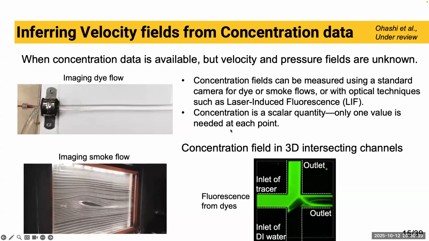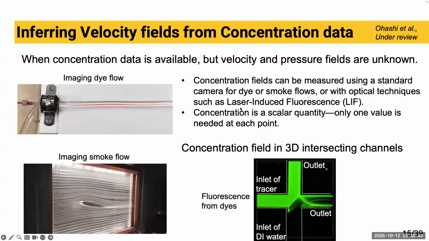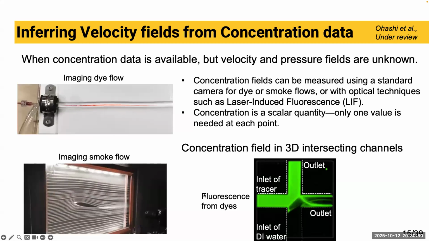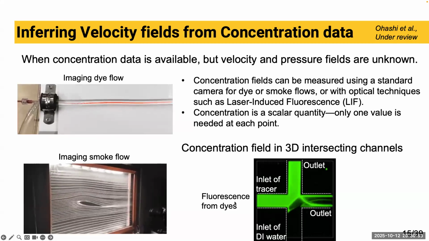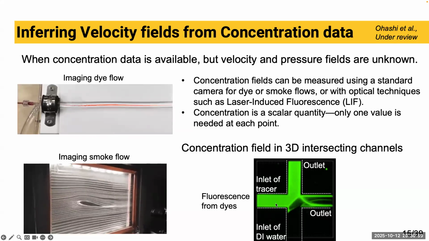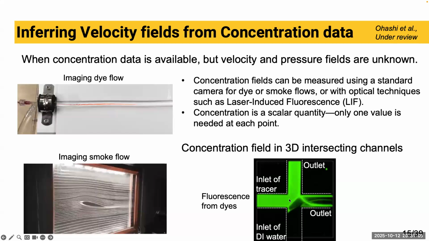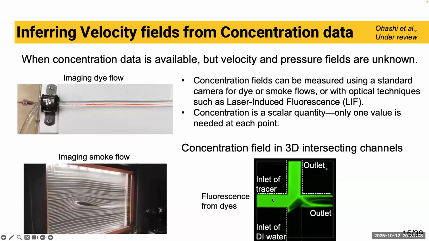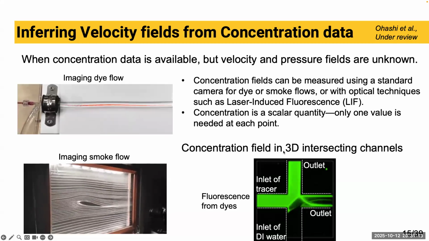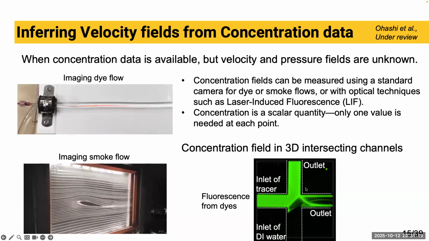And for more sophisticated and quantitative measurement of concentration, people use a laser-induced fluorescence technique. In this method, people inject fluorescent dye, which emits fluorescence when it is excited by a laser or strong light source. By measuring the fluorescence intensity locally, you can calibrate the concentration value in your flow system. And in this demonstration, we will focus on 3D intersecting channels looking like this.